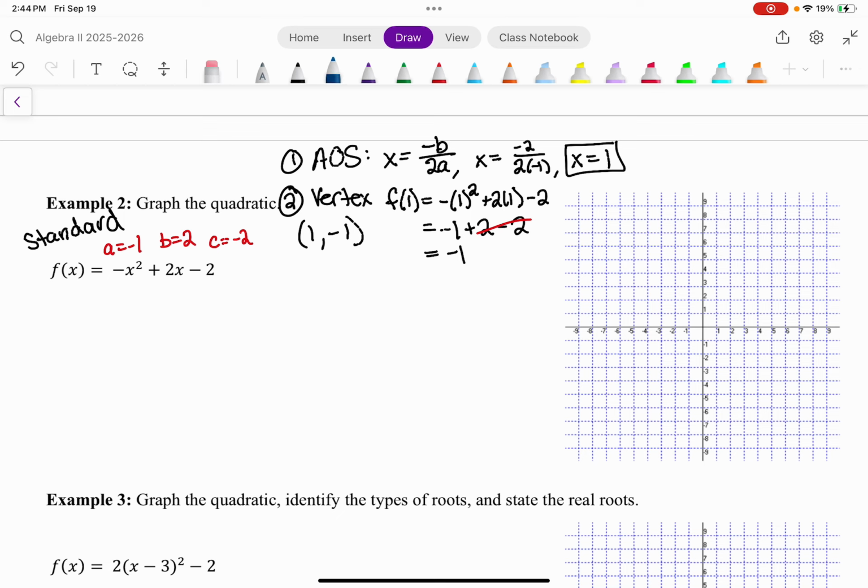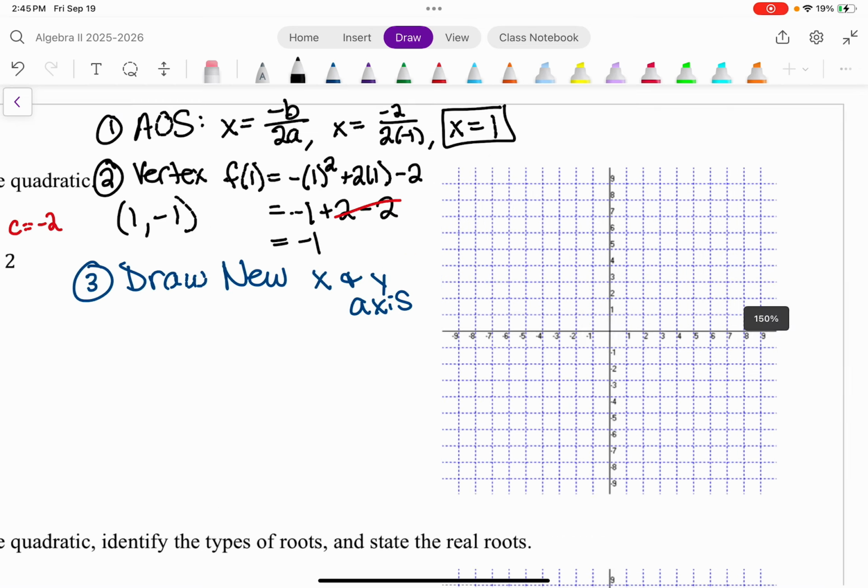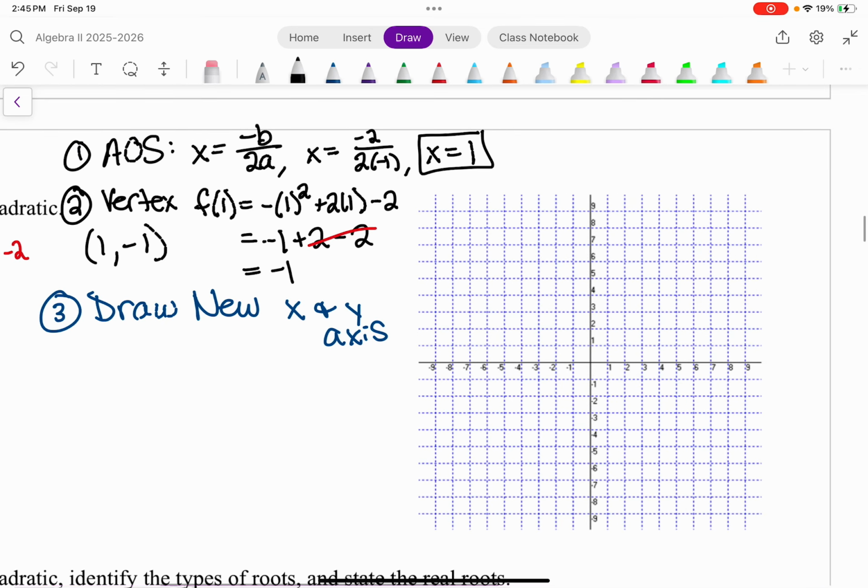That brings us to our third step. And this is something that's probably new and unfamiliar. We're going to do something that's called drawing your new axis, or your new x and y axes. We're going to draw those through our vertex. So we're going to go over to our graph now. We're going to plot our vertex, which is at (1, -1).